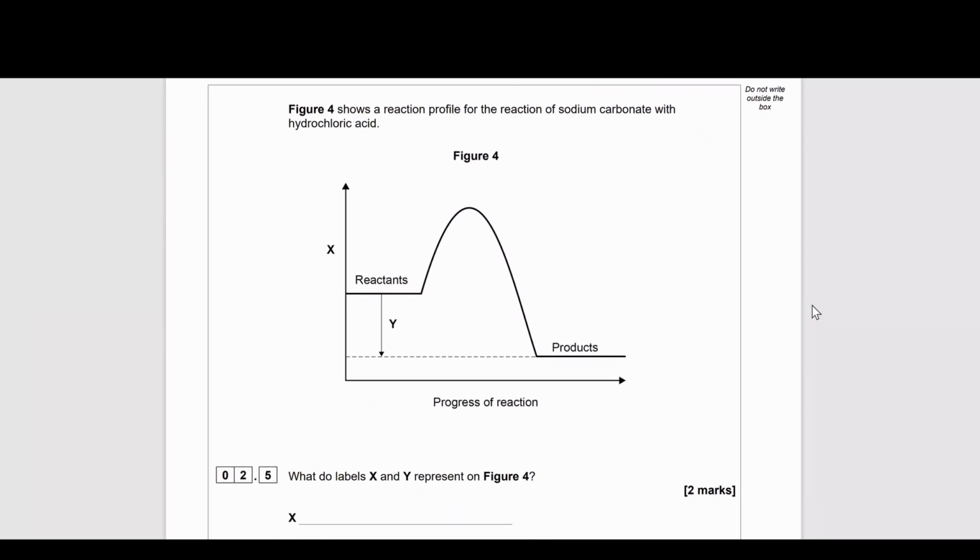Figure 4 shows a reaction profile for the reaction of sodium carbonate with hydrochloric acid. So we've got a reaction profile. What do our reaction profiles tell us? They tell us many things. They can tell us if a reaction is exothermic or endothermic. They can also tell us the activation energy, and they can also tell us the energy change.